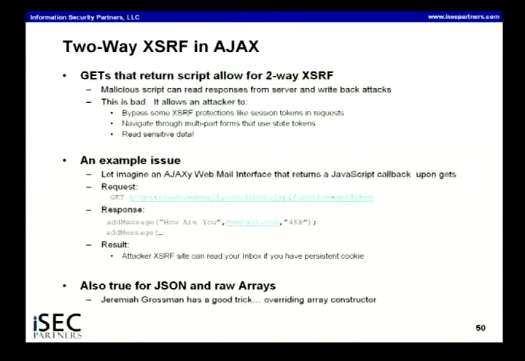And it turns out that even if you're not just doing callbacks, if you're doing things like declaring new arrays and stuff like that, you can grab that. And Jeremiah Grossman had a great little trick where he overrides the array constructor and then uses the array constructor to get that data out. You can do the same thing with JSON, because JSON could just be evaled. This is bad. And it turns out this is in almost all of the Ajax frameworks.